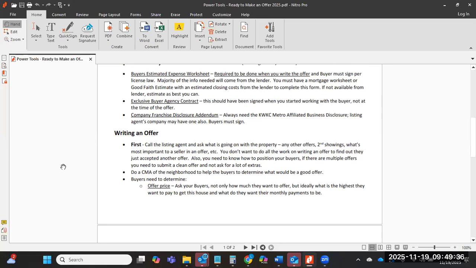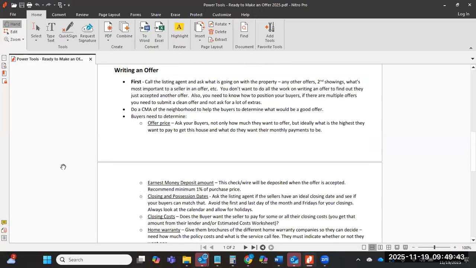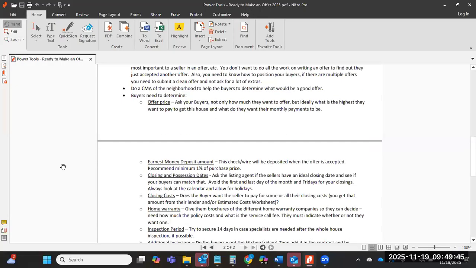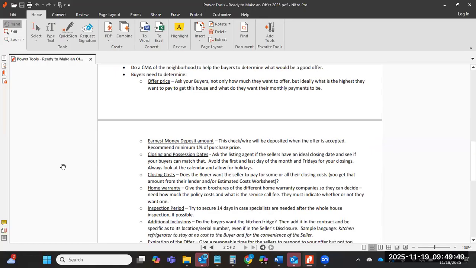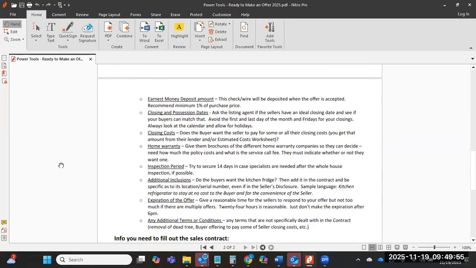Second bullet point, do a CMA of the neighborhood. I talked about that. And buyers need to determine their offer price, the earnest deposit amount and form, the closing and possession dates. Oh, closing costs, I forgot about that one, as we're getting there too. So let's move on though. Home warranty, inspection period, any additional inclusions. We talked about that. Anything that the buyer wants that the seller says is not conveying with the property on the seller's disclosure. And exclusions would be in there too.